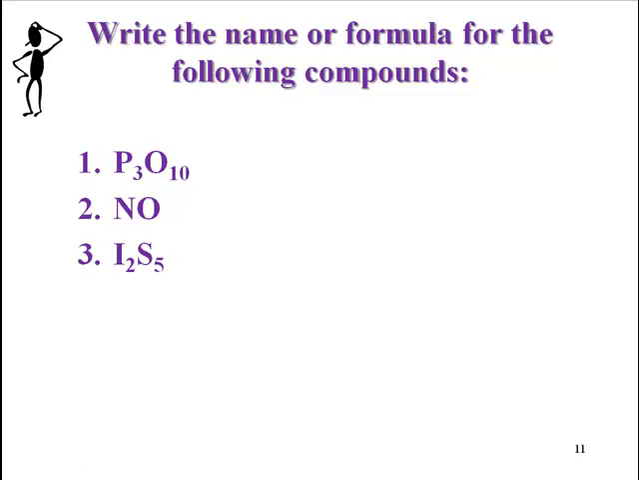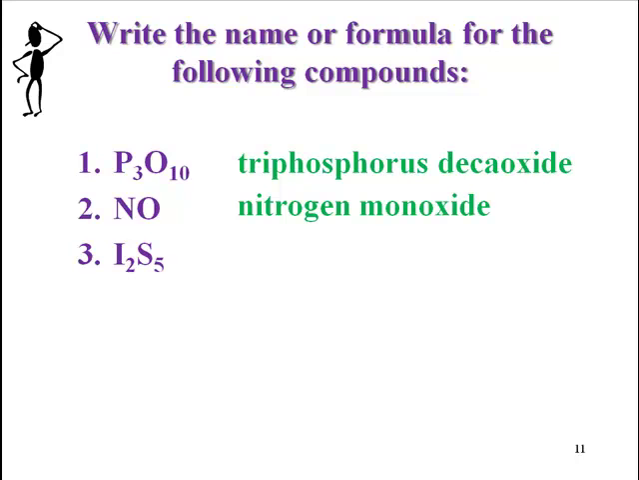Let's check our answers for these first three. First three here. First one, triphosphorus decoxide. Second one, what do you think it is? Nitrogen monoxide. And the next one, there were two iodines. Yes.